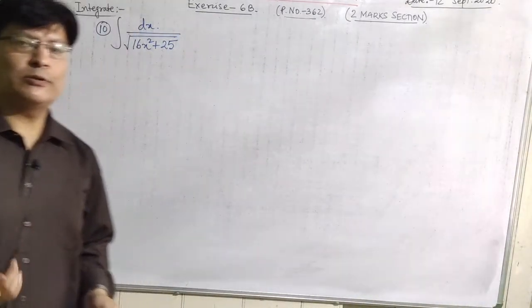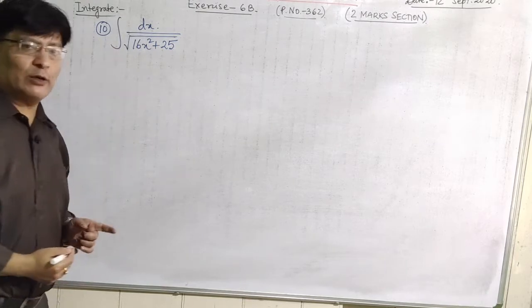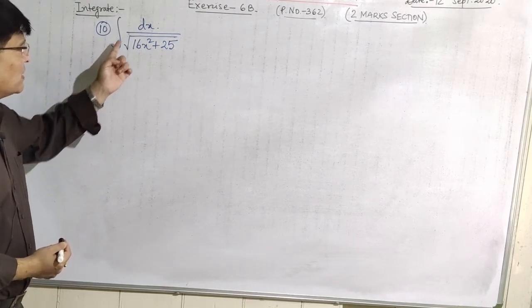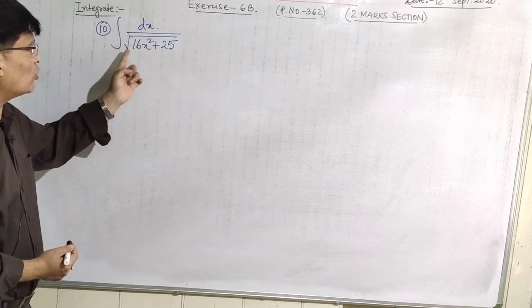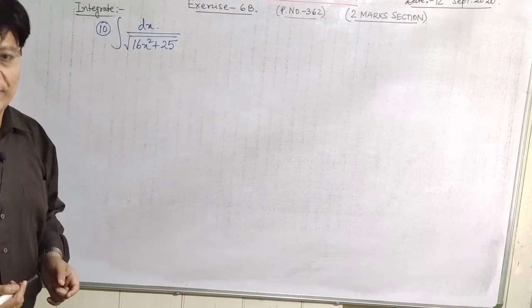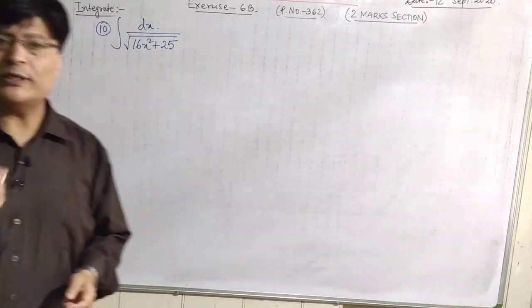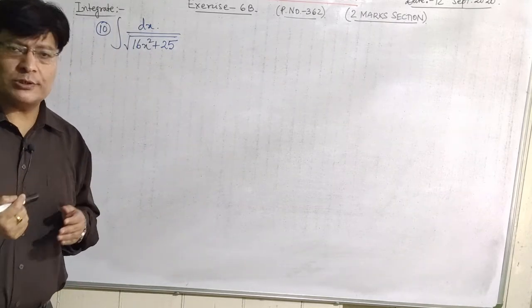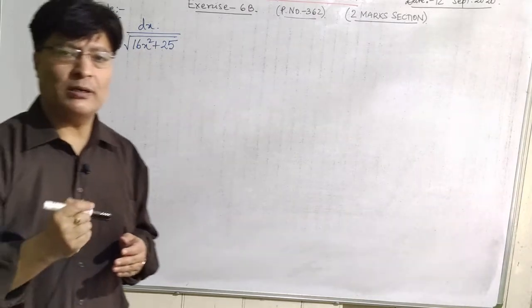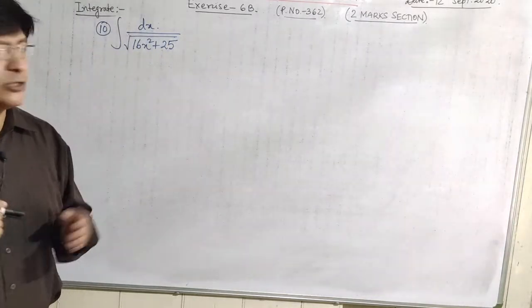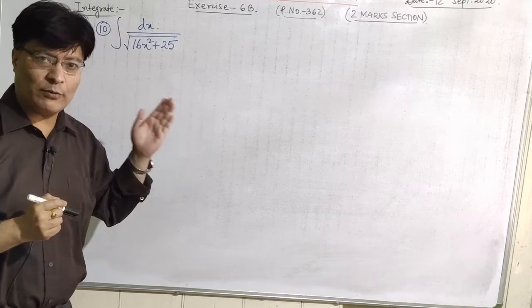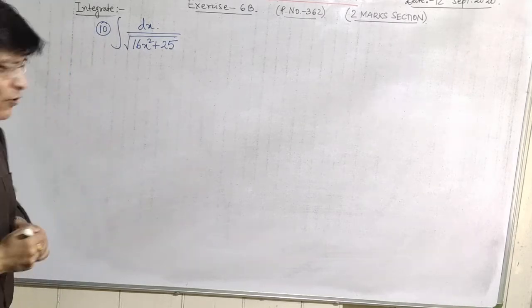So now we'll do the next question, that is you have to evaluate this integral. That is question number 10. Integration of dx divided by root over 16x square plus 25. Now the denominator is within square root. Now in this case you have to use standard integrals number 4, 5 and 6. That is you have to use 4th standard form or 5th standard form or 6th standard form.